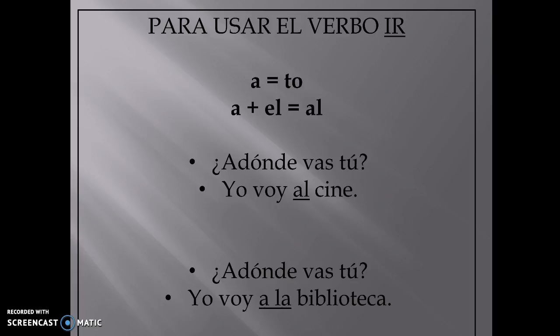There are only two contractions in Spanish in terms of words. In English, we have a lot of them, such as don't, can't, won't. But in Spanish, there are only two. And the one that's formed when we combine the words a for to and el for the is one of them. The word al means to the.